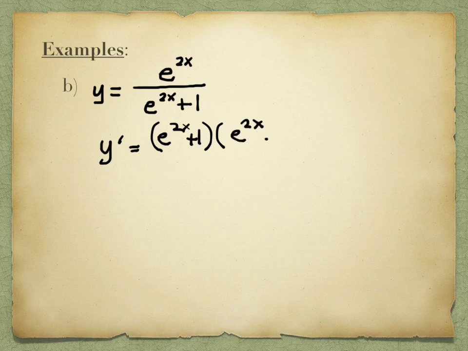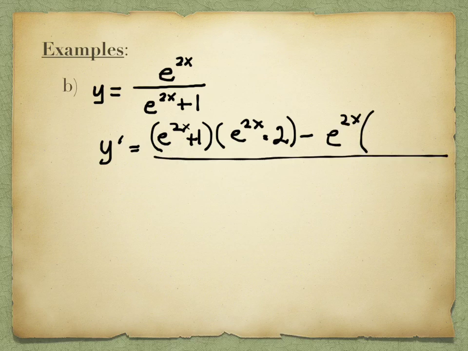So I'm going to do it in this order since it mirrors what we did in the last problem. The derivative of e to a power is e to the power times whatever the derivative of the power is, which in this case is 2. What comes next? Good. Minus the top, which is e to the 2x. Now we need the derivative of the bottom. So what is the derivative of e to the 2x plus 1? e to the 2x times 2. Well, that looks familiar, doesn't it?